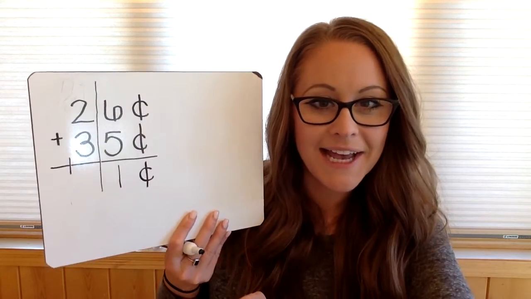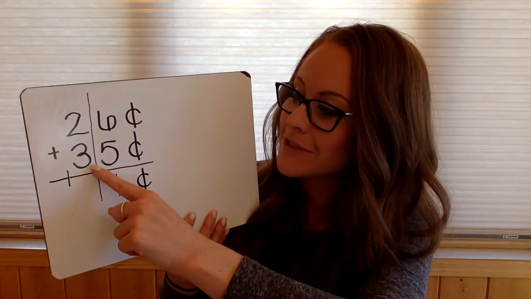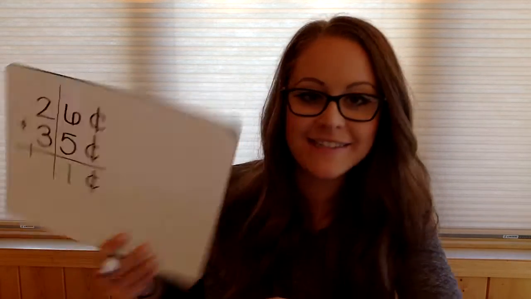Okay, then I'm going to add up my tens. I'm going to say 2 plus 3 is 5. 5 plus 1 is 6. So I have 61 cents, and I need to get up to $1, right? So now let's do a little bit of the arrow way. So we're going to say 61, and we're going to put a little box around it.